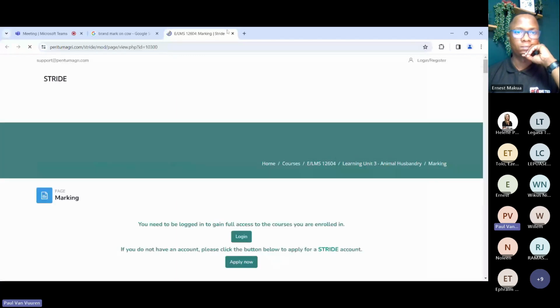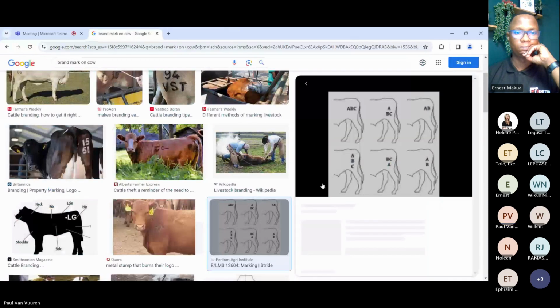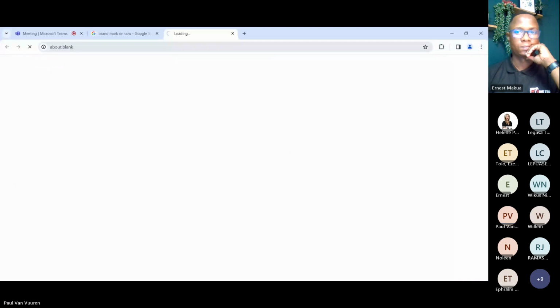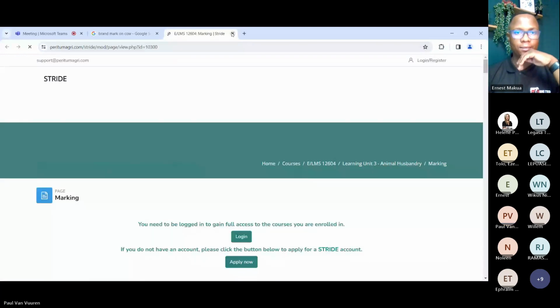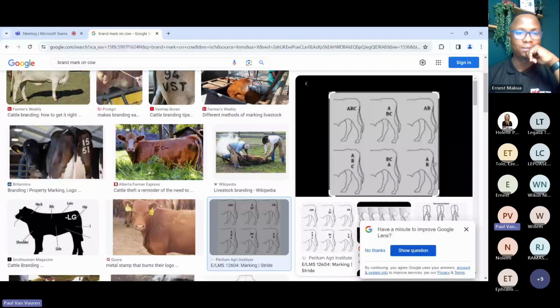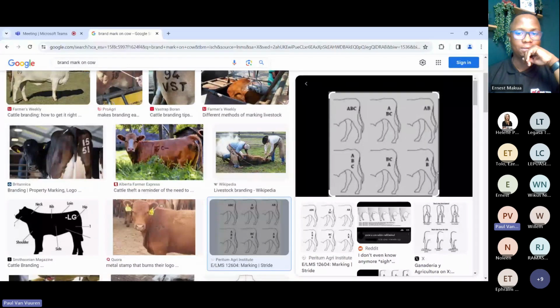All right. Can you see what's going on there on the screen? Yes, we can see. Okay. Now, if you go right to the screen, you'll see ABC. Can you see ABC there? Absolutely, you can see.